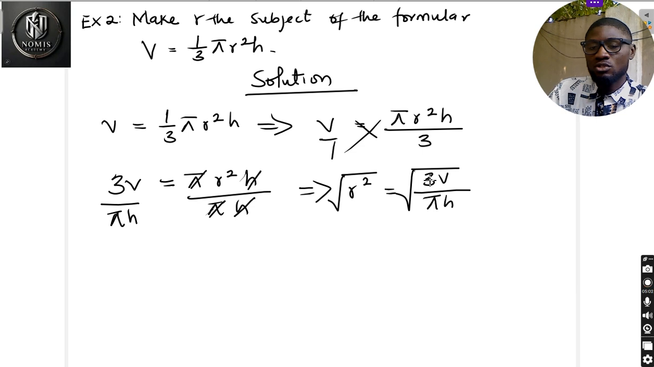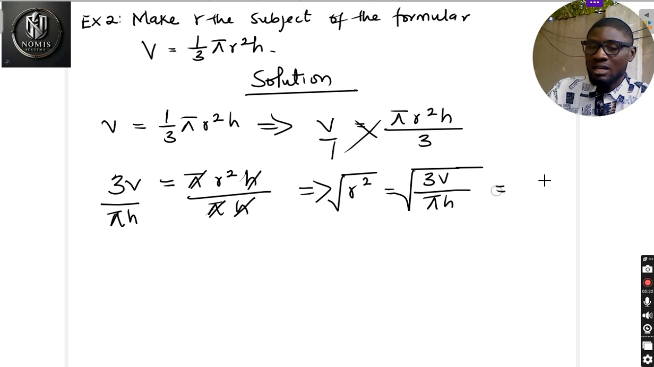Make sure that your square root covers everything. If you write it such that the square root covers only 3V and does not come down, then your answer is wrong. You might see this in objective questions, with options where the square root covers only 3V and does not cover pi H. That is wrong. The square root must cover everything that you have on the right hand side.